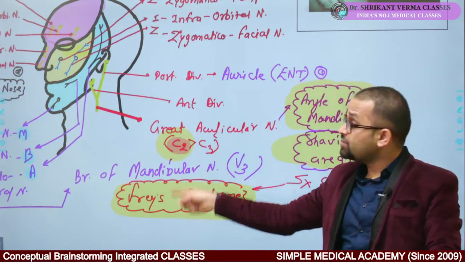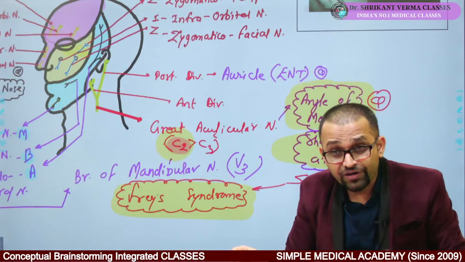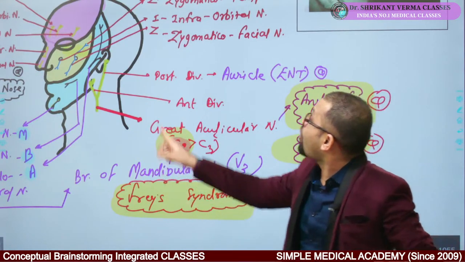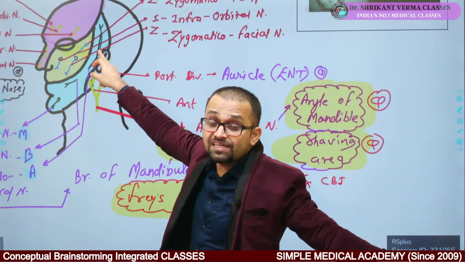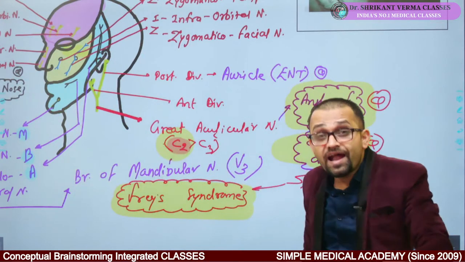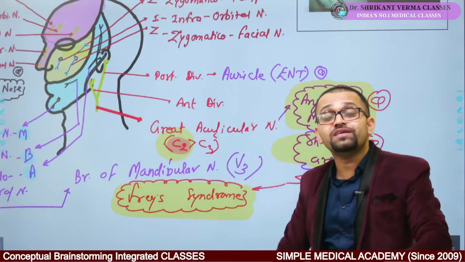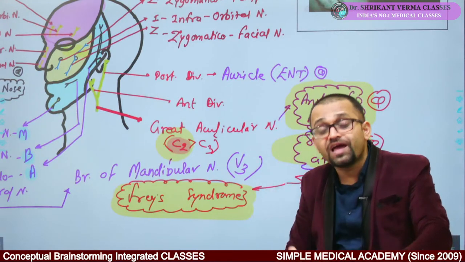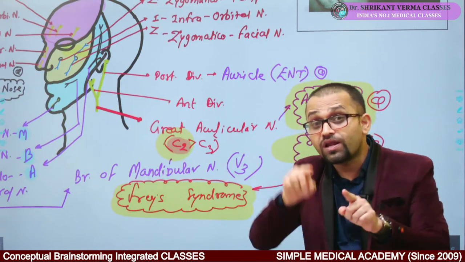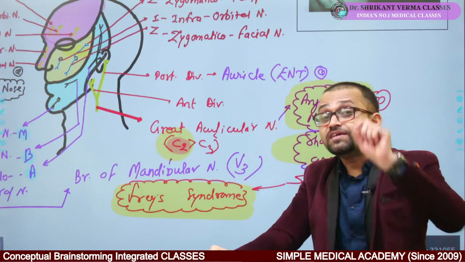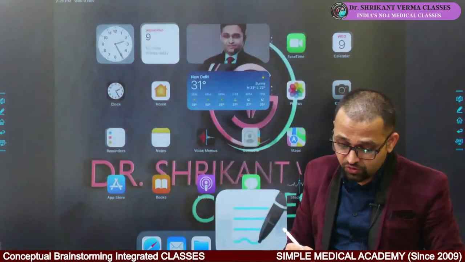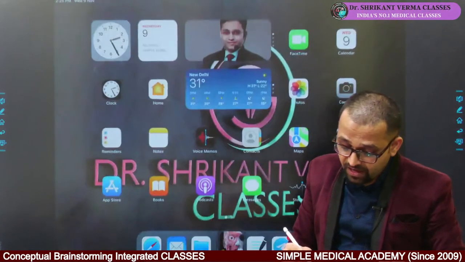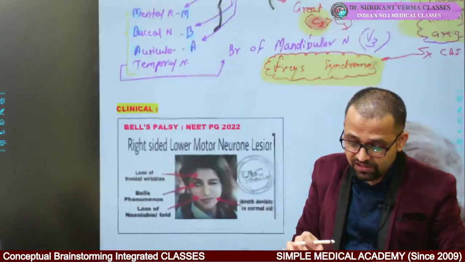I just integrated. Don't forget this great auricular nerve, because in this Frey syndrome the auriculotemporal nerve is involved, which is supplying the skin as well as the parotid gland. That's why this syndrome is also known as auriculotemporal nerve syndrome. Yes, Frey syndrome is also known as auriculotemporal nerve syndrome. So don't forget it. Okay, now try to understand the clinical.